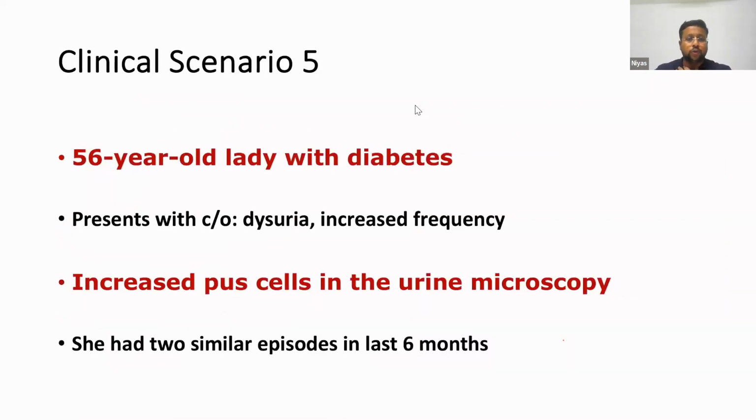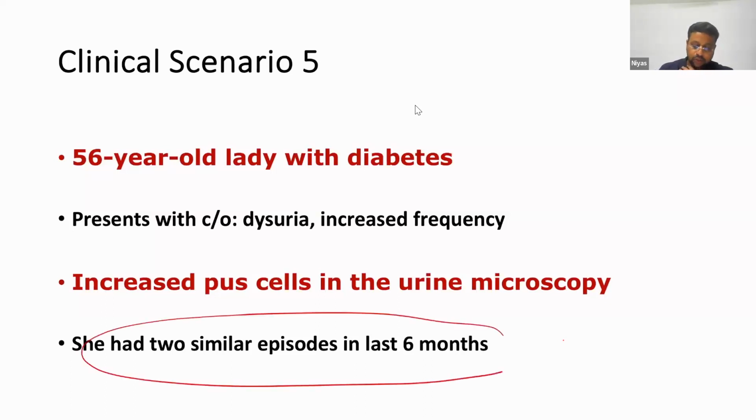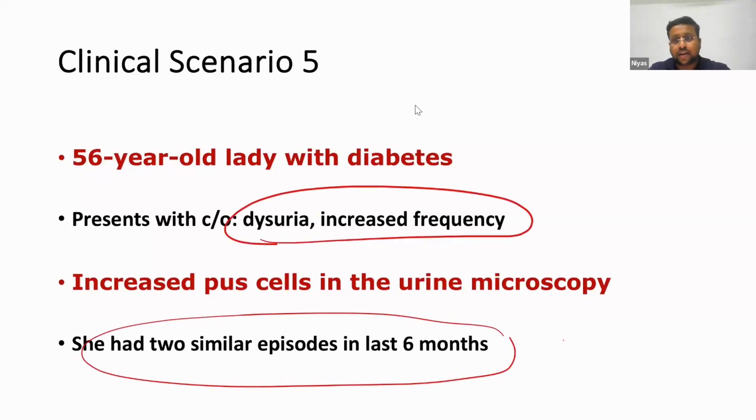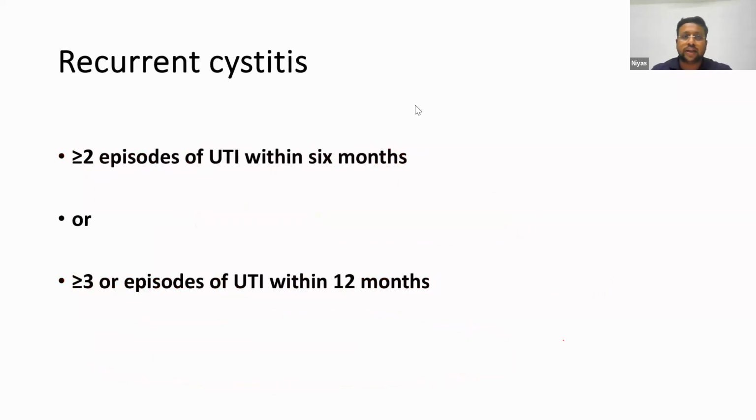Clinical scenario 5: a 56-year-old lady again presents with complaints of dysuria and increased frequency, there are increased pus cells in the urine microscopy, but she had a similar history in the last 6 months, two similar episodes. So the patient has dysuria and increased frequency. The current clinical diagnosis is acute cystitis, but the problem is that she is getting recurrent symptoms.